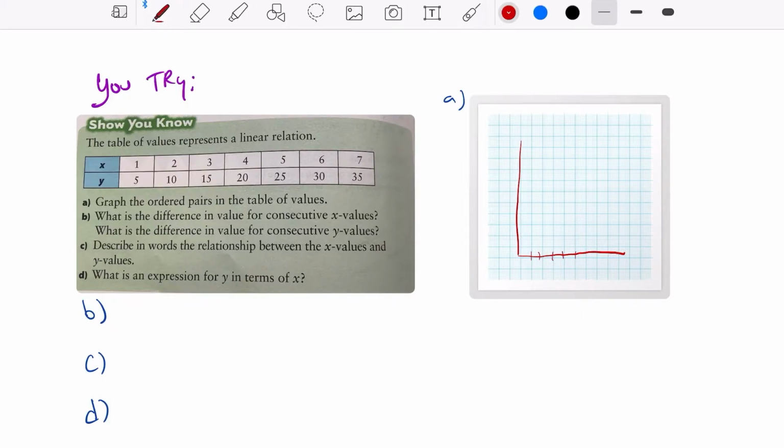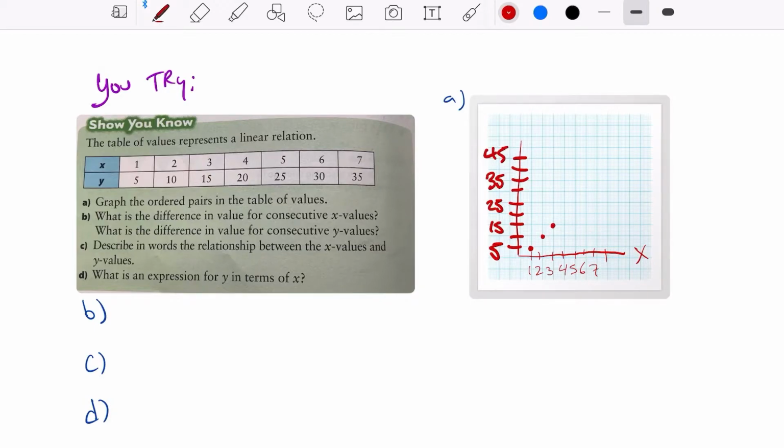3, 4, 5, 6, 7, 8. So this is 1, 2, 3, 4, 5, 6, 7. You'll notice my graph is beautifully stunning, and that's my x, and that always goes on the bottom. My y's go up by 5: 5, 10, 15, 20, 25, 30, 35, 40, 45. I'm just going to start here, 5, 10, 15, 20, 25, 30, 35, 40, 45. Okay, so that's me putting in the values here. Graph the ordered pairs. So 1 and 5 goes here, 2 and 10 goes here, 3 and 15 goes here.